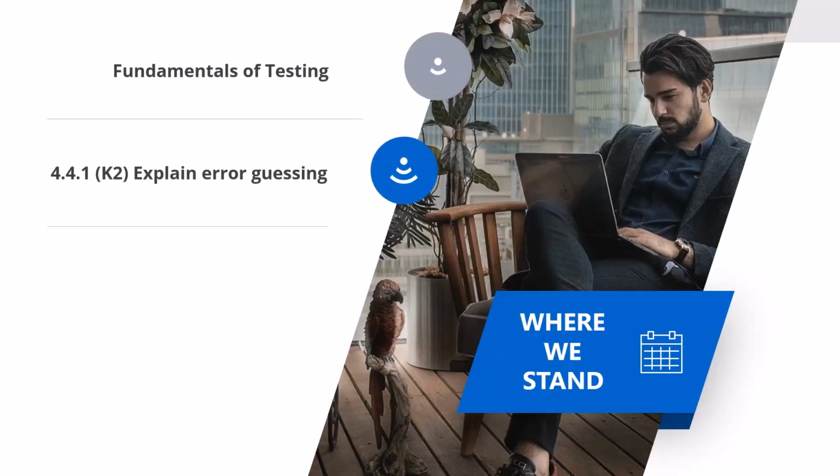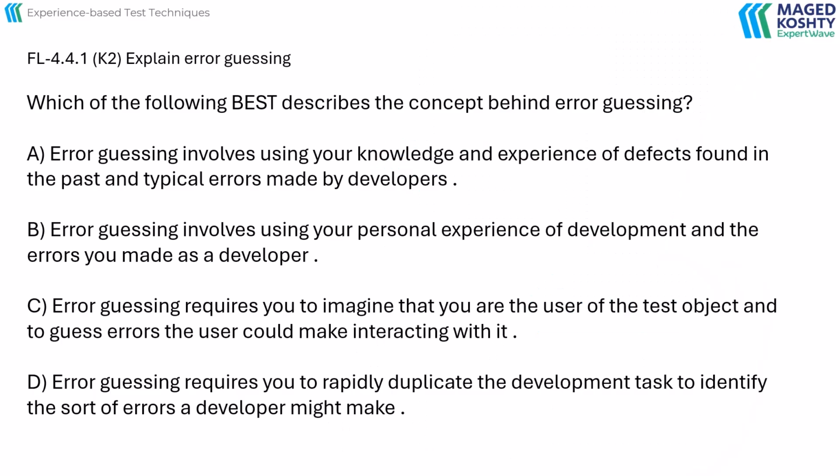Foundation level. Objective 4. Point 4.1. K2. Explain error guessing. First question. Which of the following best describes the concept behind error guessing?